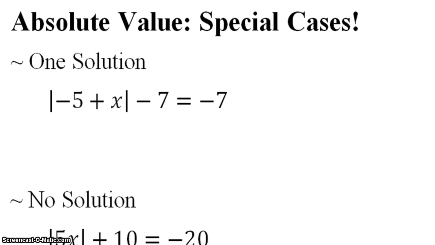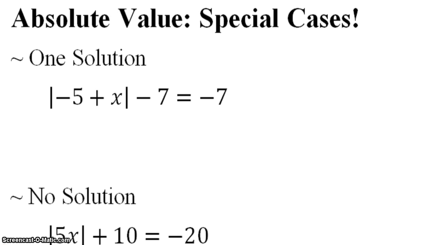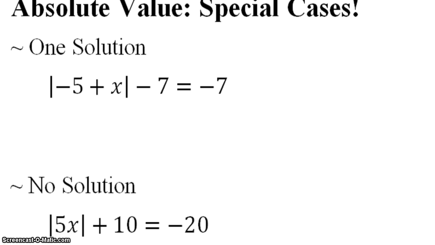Now you remember I said at the beginning, most of the time we have two solutions. It is possible to just have one solution. Let me show you an example of that here. To get one solution, what we would do is we would add 7 to both sides here, and we would have the absolute value of negative 5 plus x equals 0. Because it's equal to 0, we can only set up one case. There's not two cases that we could use here.